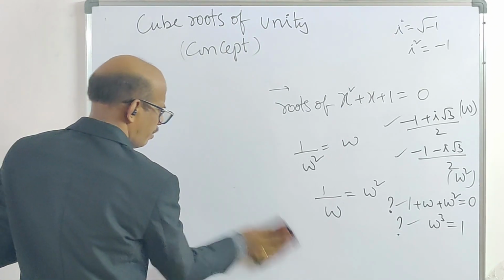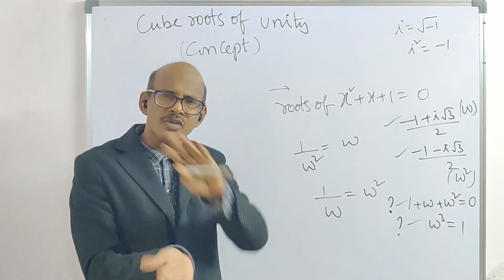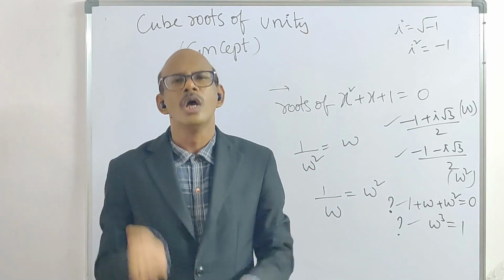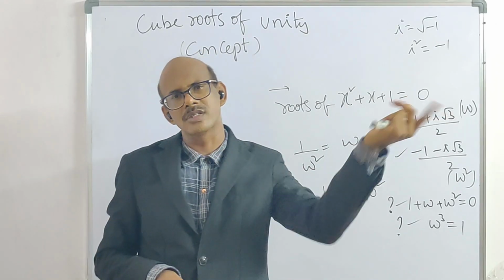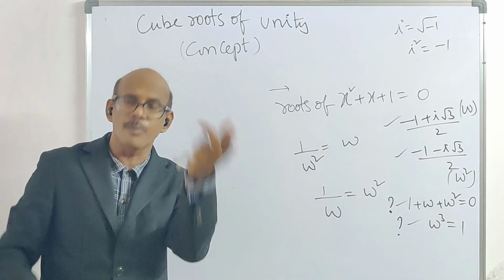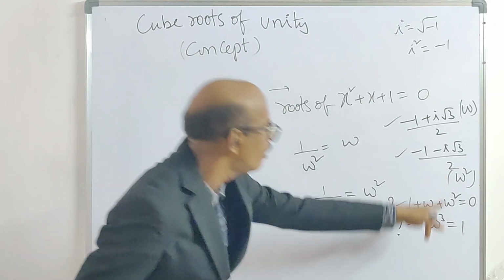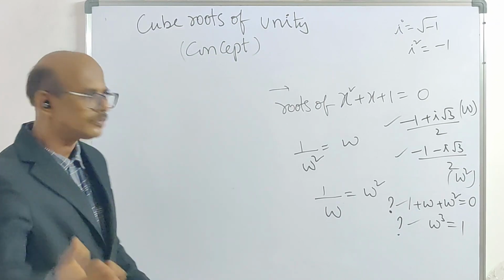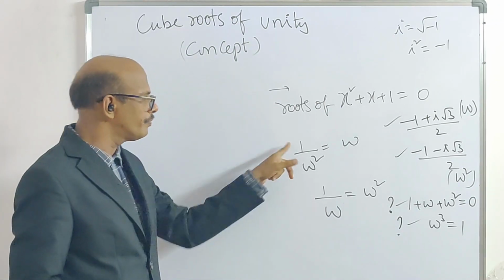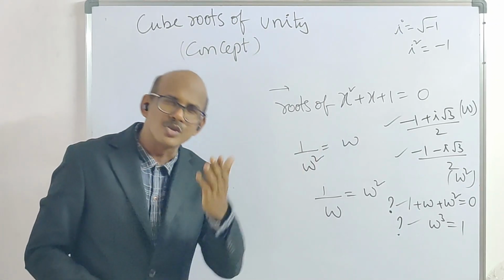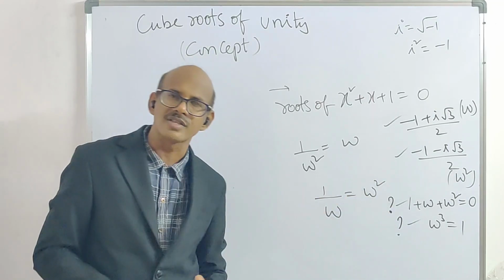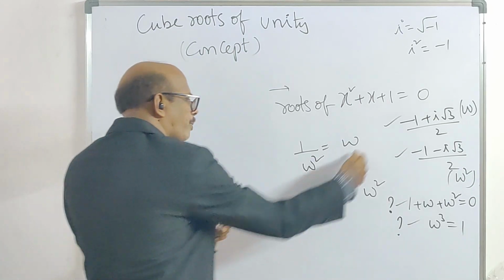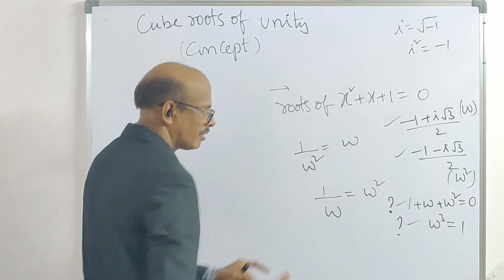A simple good observation: if you square one, we get the other. Meaning, if you square omega, we get omega square. If you square omega square, we get omega power 4, which is also omega, by knowing omega cube is 1. And also 1 by omega square is omega, and 1 by omega is omega square. Meaning one is the reciprocal of the other. If you cross multiply, it will be omega cube equals 1, by knowing this.